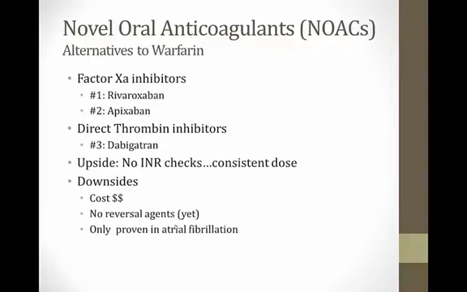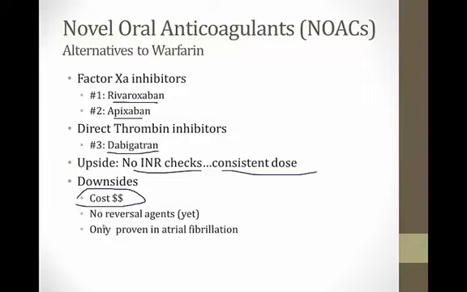There are now 3 alternatives to warfarin called novel oral anticoagulants. These are the 2 factor 10A inhibitors, rivaroxaban and apixaban, and the 1 direct thrombin inhibitor, dabigatran. And the upside of these drugs is that there are no INR checks. It's the same dose for all patients. And the biggest downside is the cost. So these drugs are quite expensive compared to warfarin.